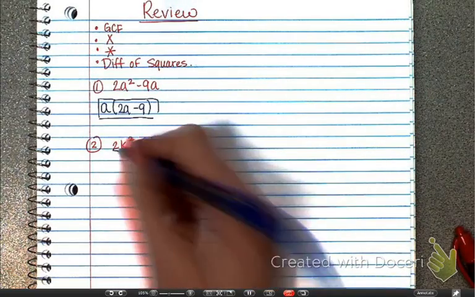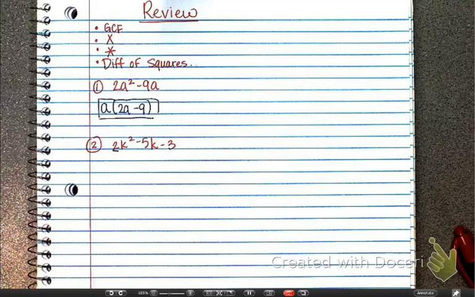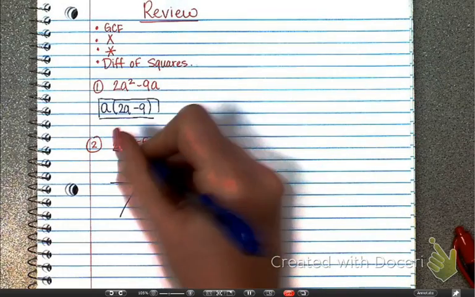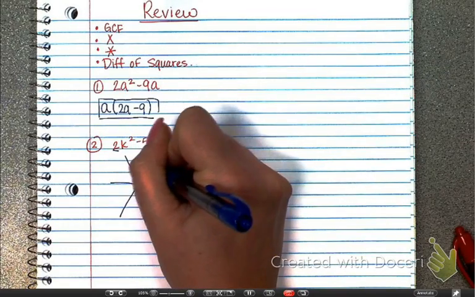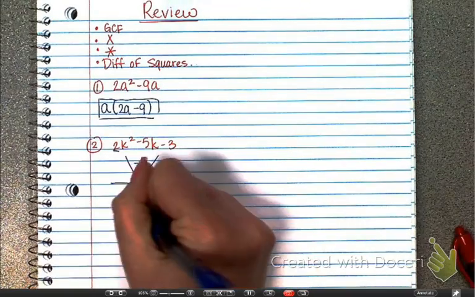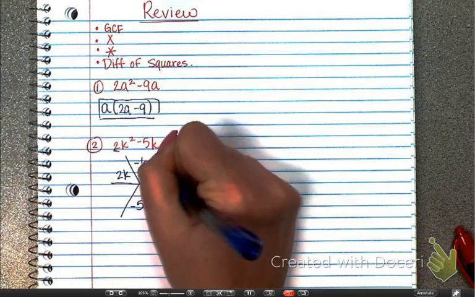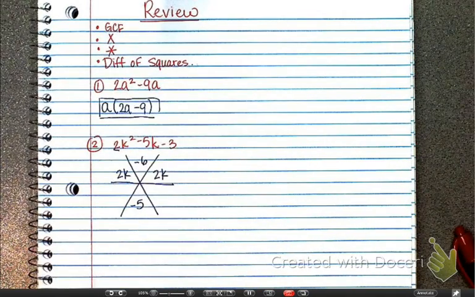We're going to use the super x because the number in front of k squared, or my leading coefficient, is greater than 1. Okay, so the super x says a times c on top, so 2 times negative 3 is negative 6. B on the bottom, which is negative 5. And then my a term with my variable. What 2 numbers multiply to negative 6 and add to negative 5?